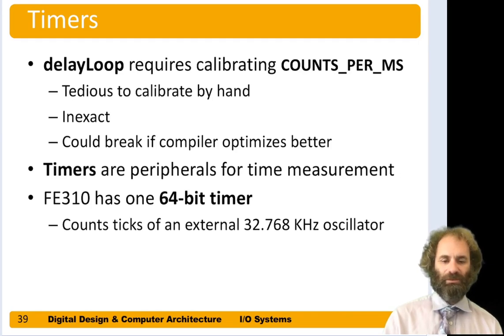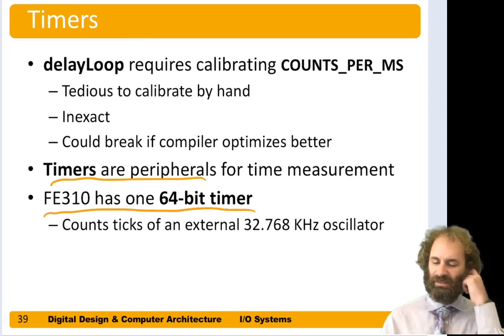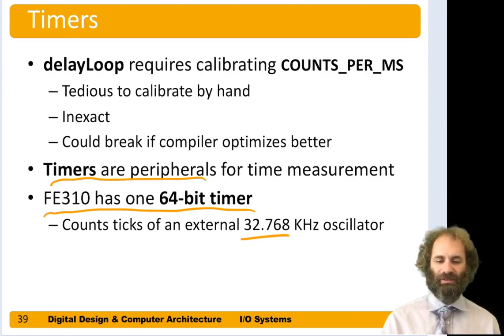So a better way to make delays on a microcontroller is with a peripheral called a timer. Many microcontrollers have a whole bunch of timers. Our particular one has a single 64-bit timer that counts ticks of an external 32.768 kilohertz oscillator.